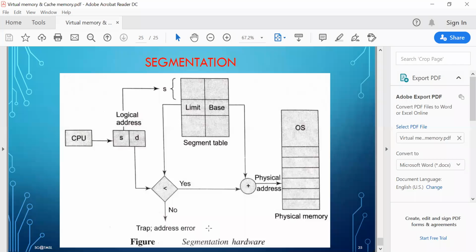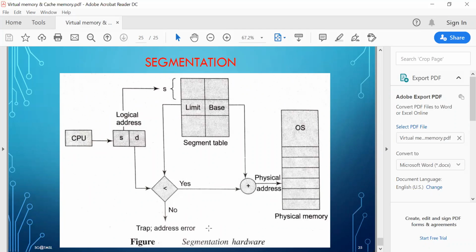So that is called the segmentation of virtual memory. Segmentation is a memory management scheme that supports the user view of the memory. The logical address space of a program is a collection of segments. A segment is defined as a logical grouping of instructions such as a subroutine, array, or any data area. Each segment has a name and a length. The address of the segment specifies both the segment name and the offset within the segment.